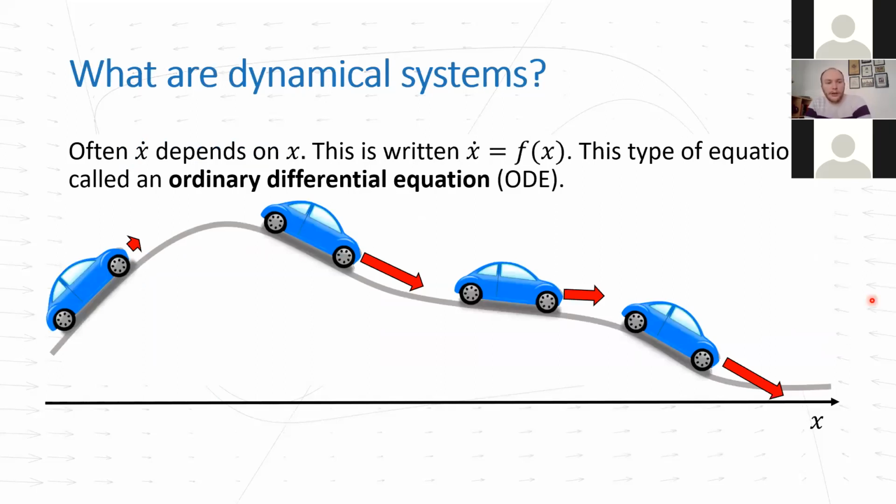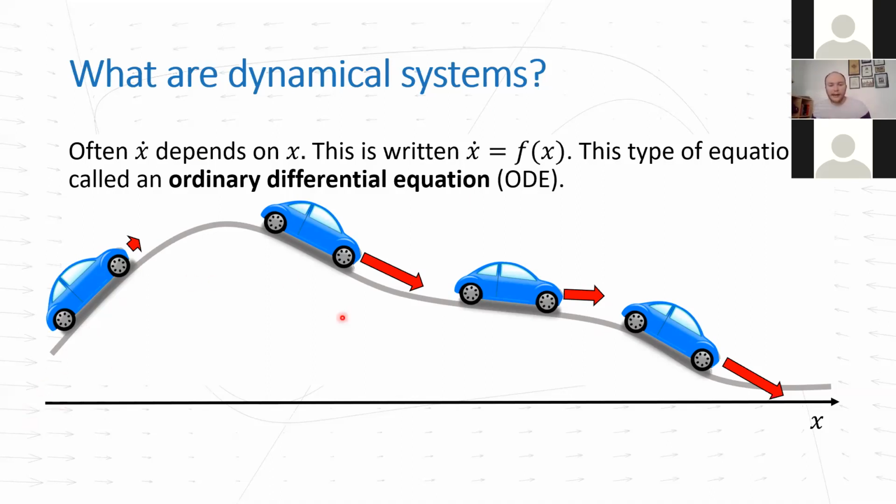Often x dot will depend on x, so mathematically we write x dot equals f of x. This just means x dot is a function of x. We put in a value of x and we get a value of x dot. We can put in a different value of x and we might get a different value of x dot. This type of equation, x dot equals f of x, is called an ordinary differential equation, or ODE. That's the mathematical description of how the dynamical system evolves.